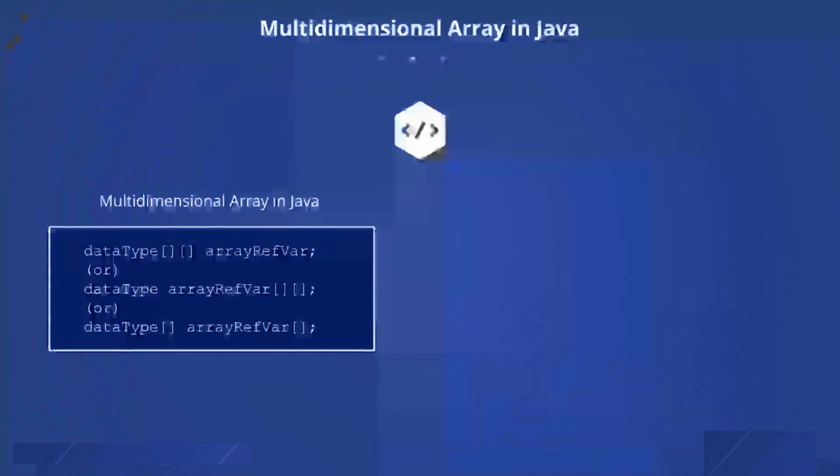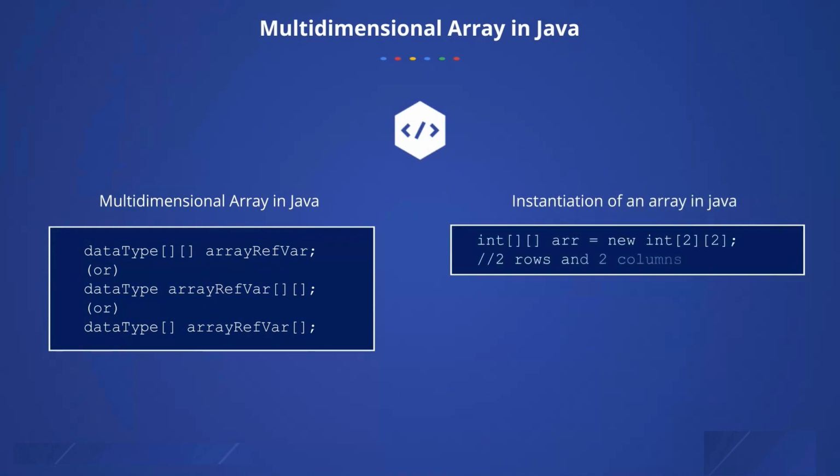You can see in our example also, we are following the same notation. We are saying int and two square brackets. That means it's a two-dimensional array. And we are saying array equal to new int of 2 by 2. That means it will create a 2 by 2 matrix where it will have 2 rows and 2 columns.